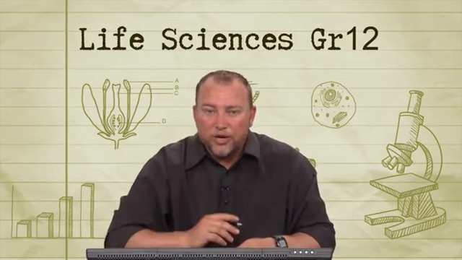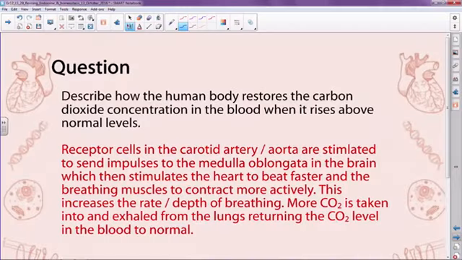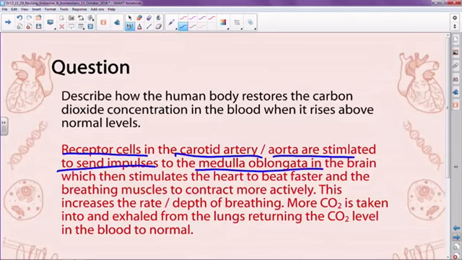Okay, so what do we look at? First of all, let's go back down here. Receptor cells in the carotid artery, which is the aorta, are stimulated to send impulses to the medulla oblongata. Remember, that's in the brain. That's a part of the brain, the medulla oblongata in the brain. Okay, this stimulates the heart to beat faster.